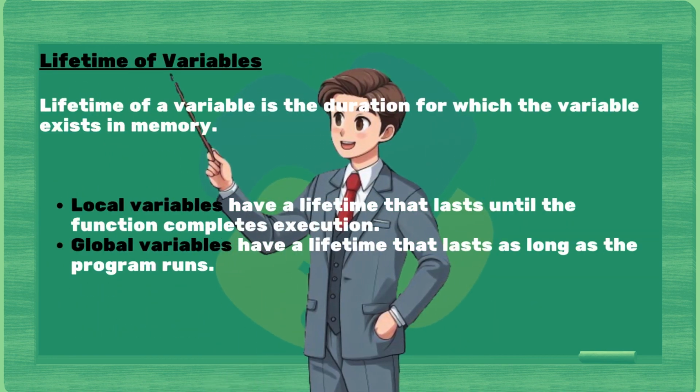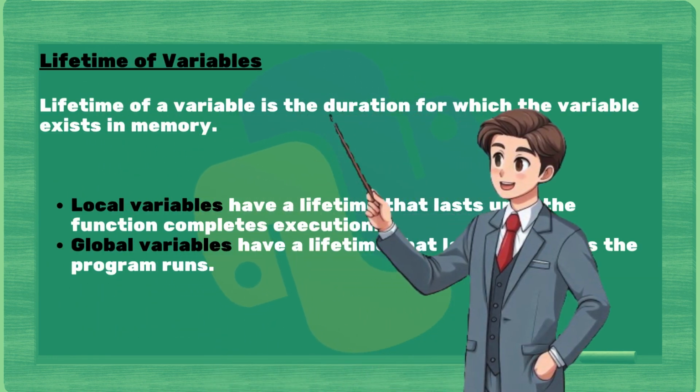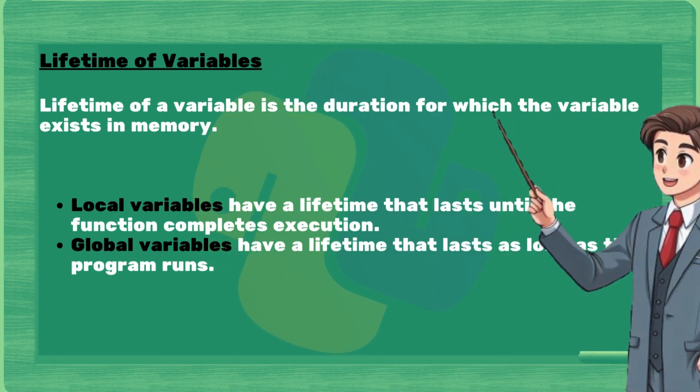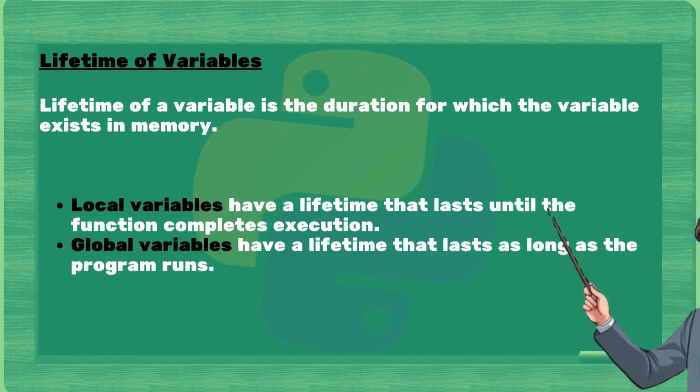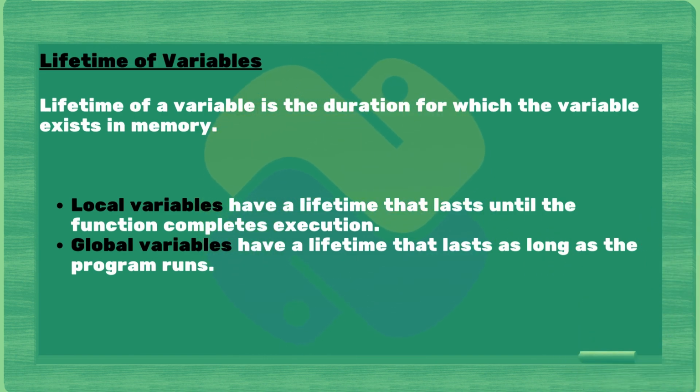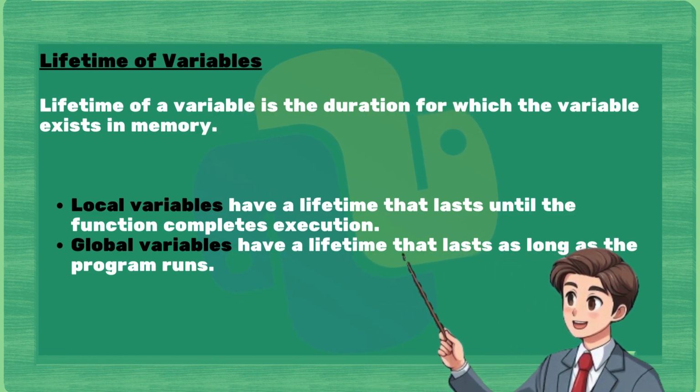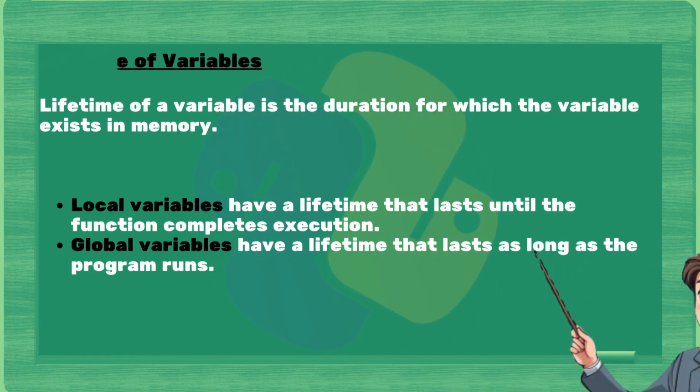Lifetime of variables. The lifetime of a variable is the duration for which the variable exists in memory. Local variables have a lifetime that lasts until the function completes execution. Global variables have a lifetime that lasts as long as the program runs.